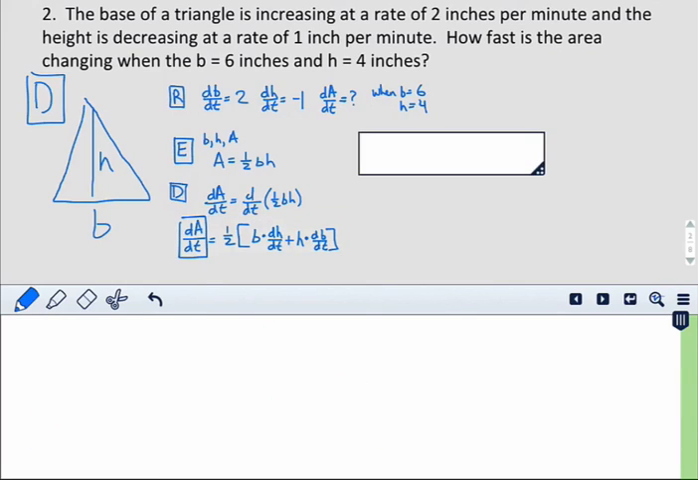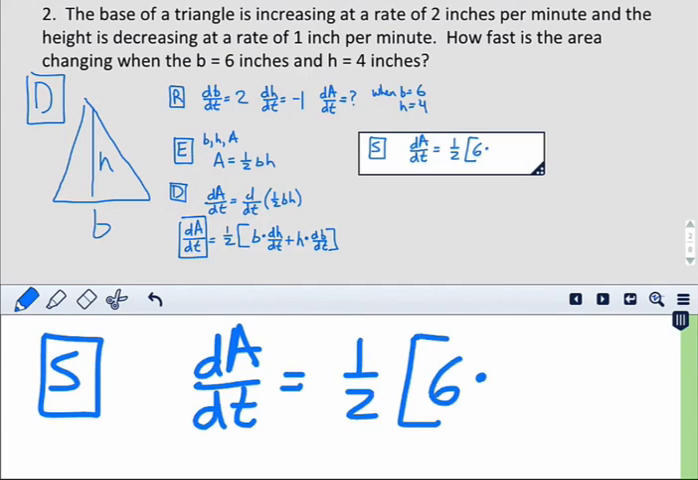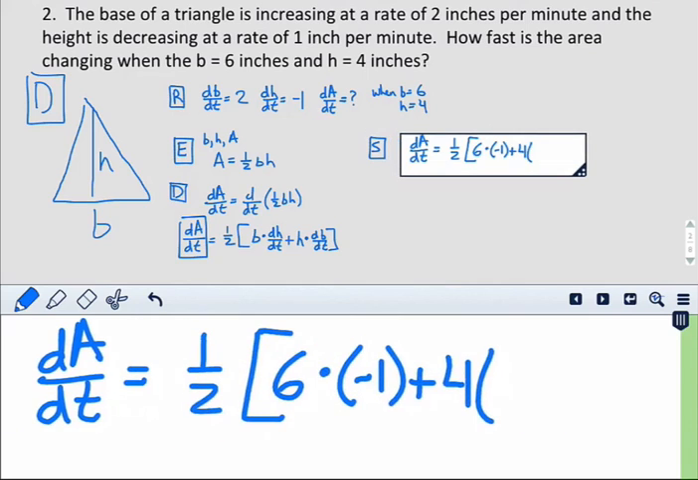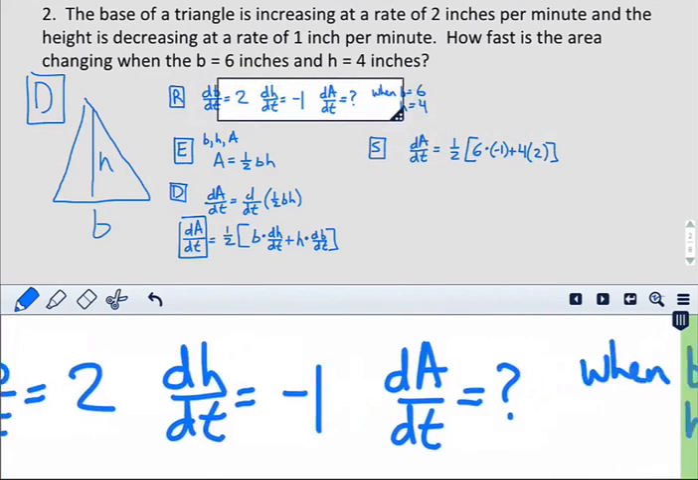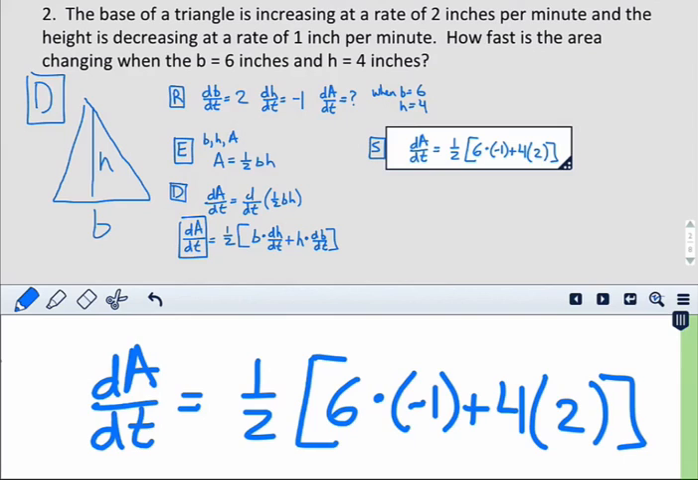So we can go ahead and substitute now. So our dA/dt is going to equal 1/2. Well, we want to know when the base is 6, so we'll substitute 6. dH/dt was negative 1. And then we want to know when the height is 4. And dB/dt is 2. So we just took the rates from here when the lengths are this, and plugged it into our derived equation there.